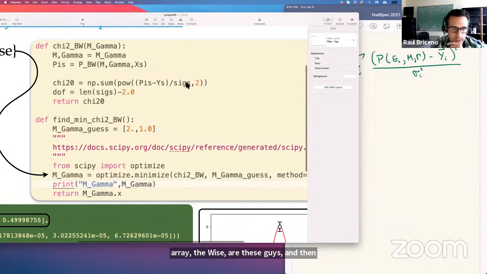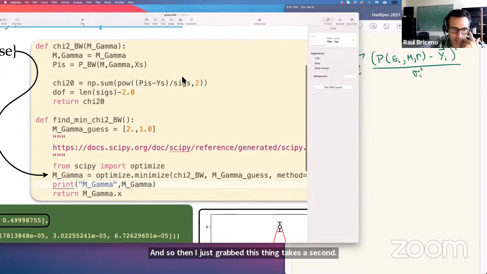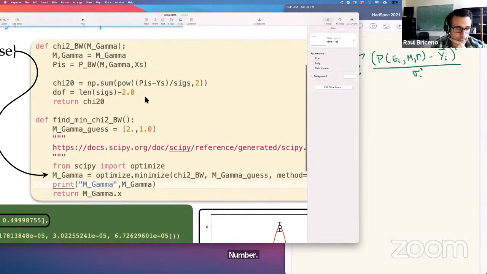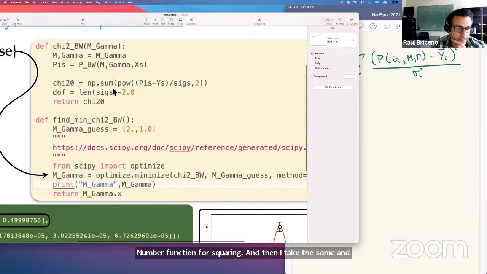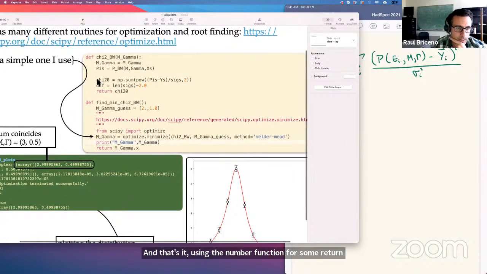The SIGs are also arrays. And so then I just grab this thing, take it, and raise it to the second power. I could use the numpy function for squaring. And then I take the sum, and that's it, using the numpy function for sum, and I return chi-squared, okay?